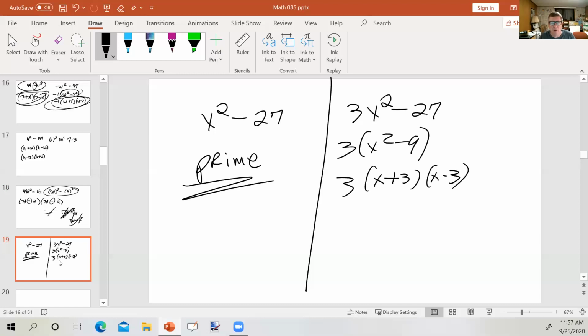And that's why you always want to take out the greatest common factor before you start looking for perfect squares or difference of two squares or whatever, because it may trick you. Okay. Yeah, I see that. Excellent.